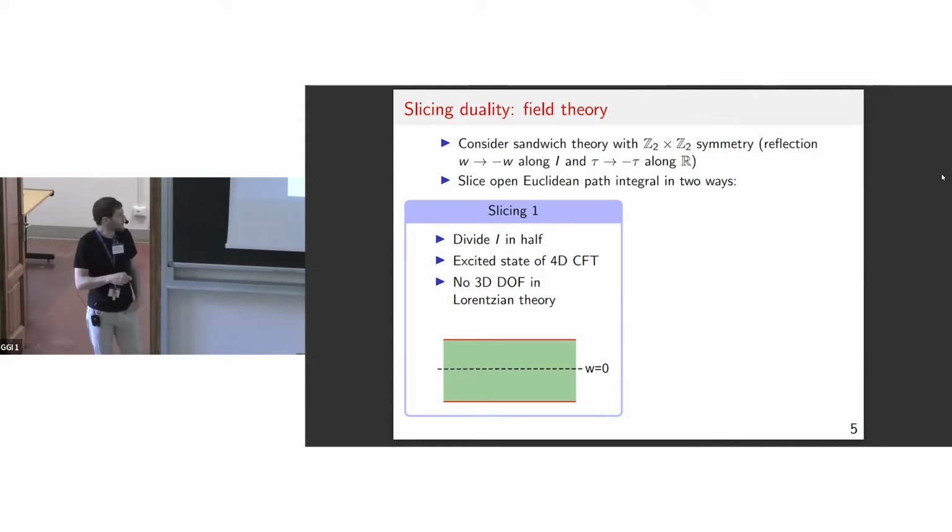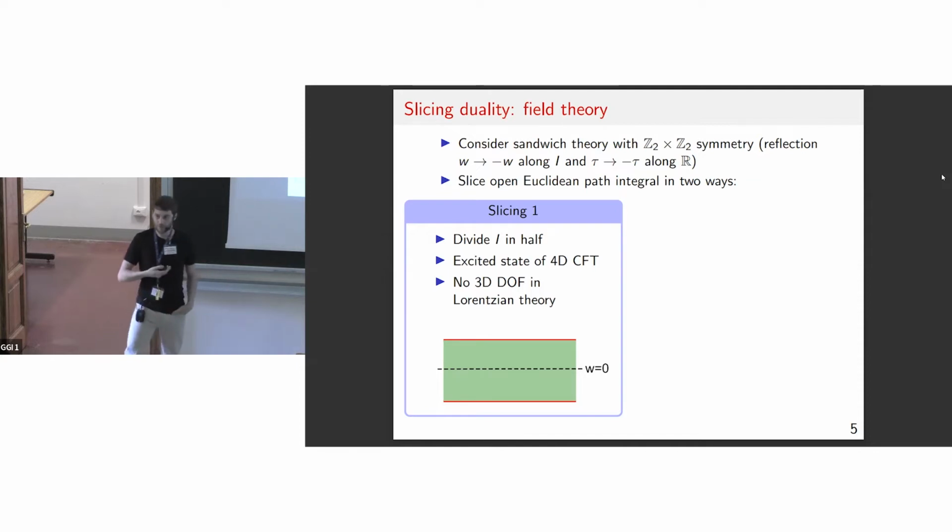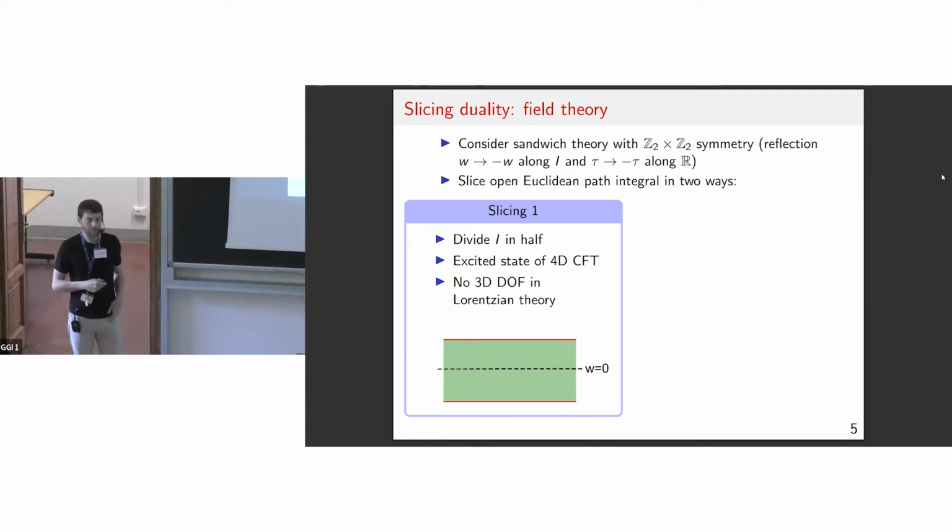If we slice it open this way, what we get is an excited state of the 4D CFT only. Let me point out here that there are no 3D degrees of freedom in the corresponding Lorentzian theory, because the initial state we use to evolve the Lorentzian theory only has 4D degrees of freedom along the three directions, because this cut doesn't intersect in any way the 3-dimensional CFTs. And note also that it's an excited state. The way to see that is that we only have a finite amount of Euclidean time evolution before we slice open the path integral. And that in general defines an excited state of the corresponding Lorentzian theory.